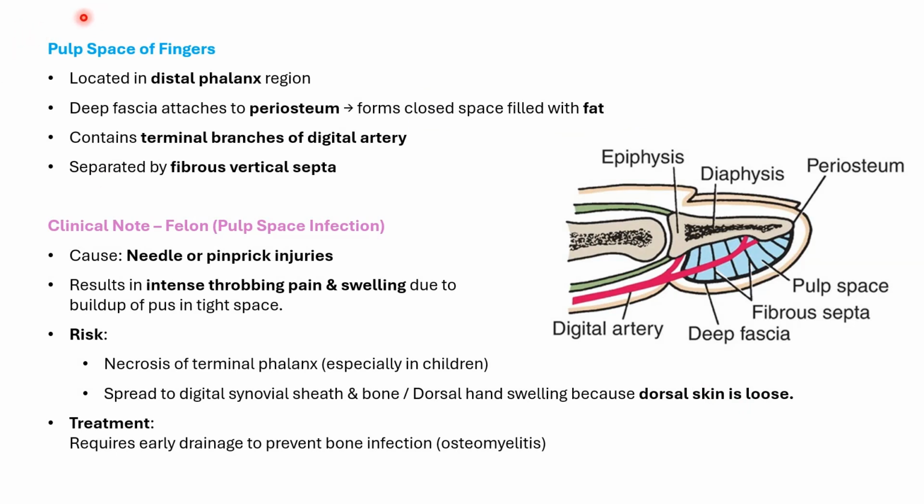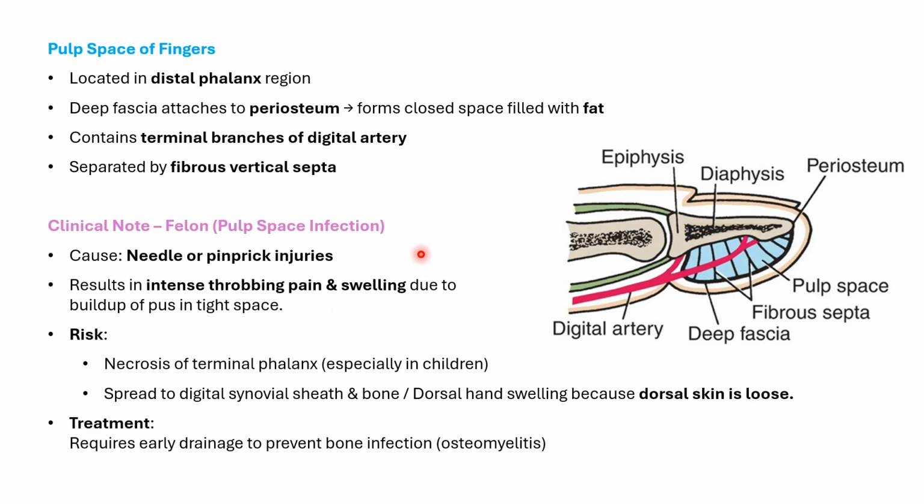Now we learn about the pulp space of the fingers. They are located in the distal phalanx region. You can see this is the pulp space located in the distal phalanx region, and deep fascia attached to the periosteum forms a closed space filled with fat. You can see this is the pulp space and it contains the terminal branch of the digital artery. You can see this is the terminal branch of the digital artery, and the pulp spaces are separated by fibrous vertical septa.